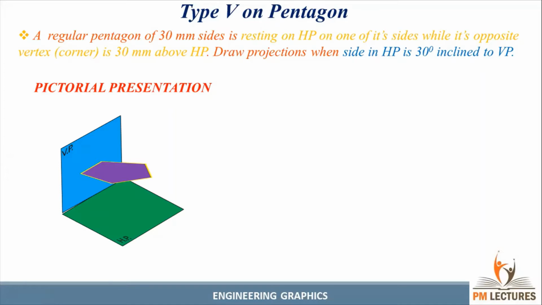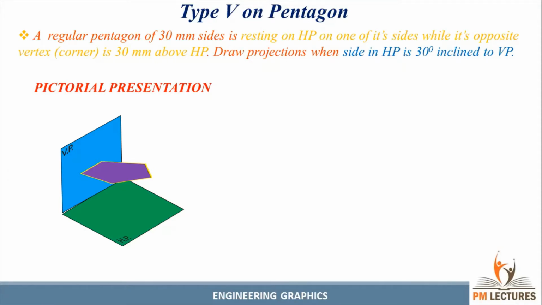Let us have a discussion on the type 5 problem in projection of planes. We have a question here. Let us read the question. A regular pentagon of 30 mm sides is resting on HP on one of its sides while its opposite vertex or corner is 30 mm above HP. Draw the projection when the side in HP is 30° inclined to VP. This is the question given for us.